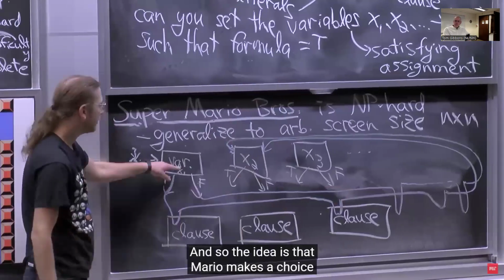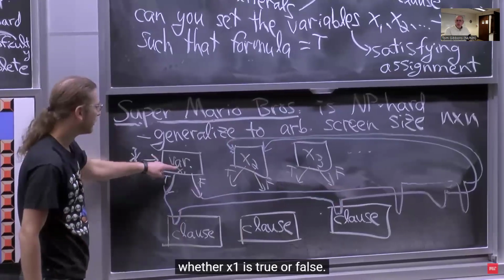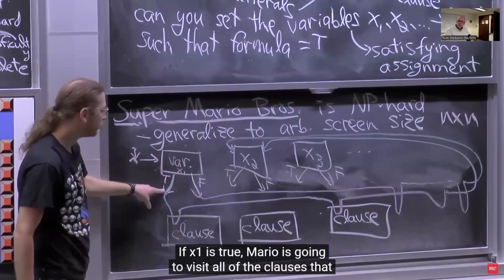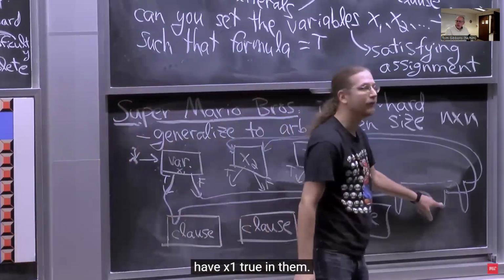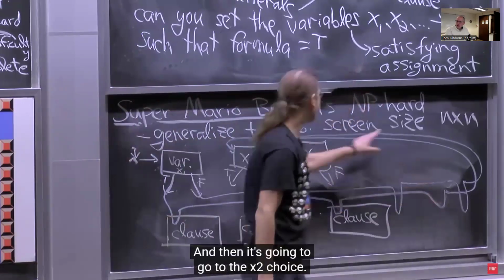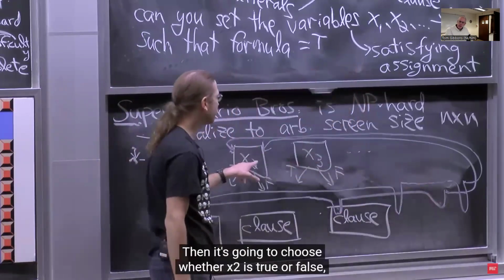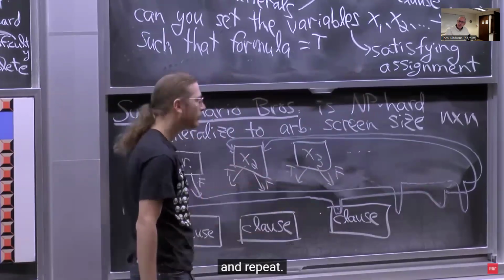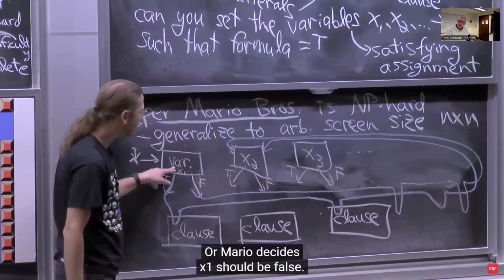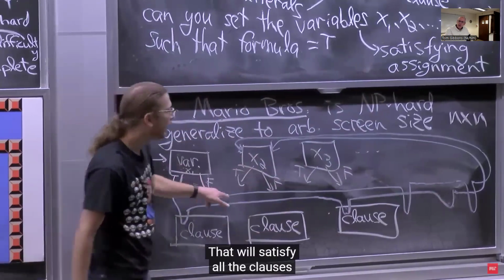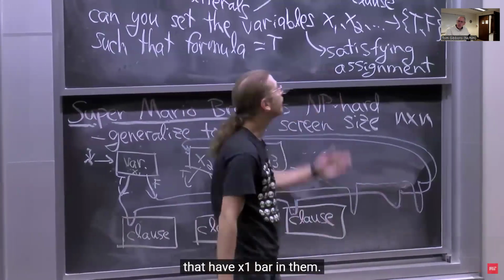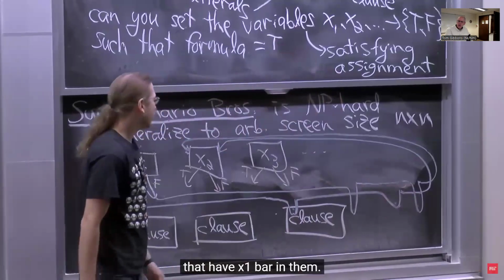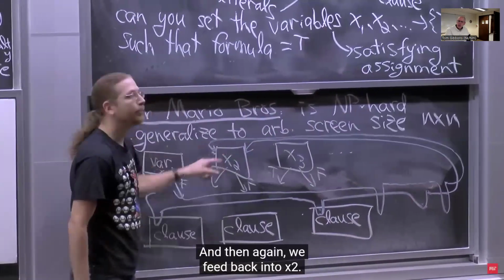So the idea is that Mario makes a choice whether x1 is true or false. If x1 is true, Mario's going to visit all of the clauses that have x1 true in them. And then it's going to go to the x2 choice. Then it's going to choose whether x2 is true or false, and repeat. Or Mario decides x1 should be false. That will satisfy all the clauses that have x1 bar in them. And then again, we feed back into x2.